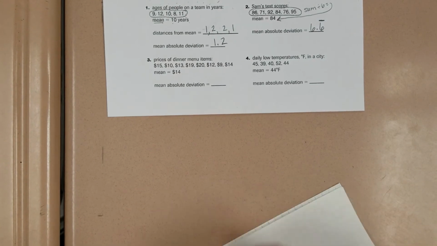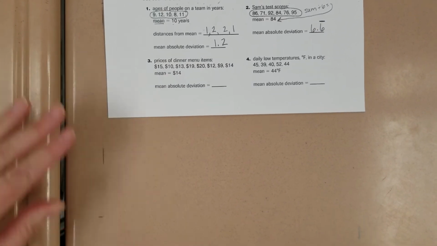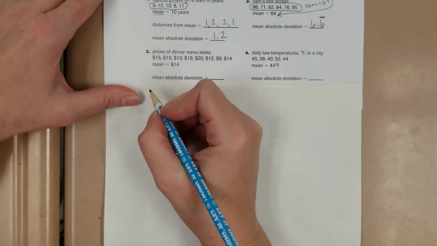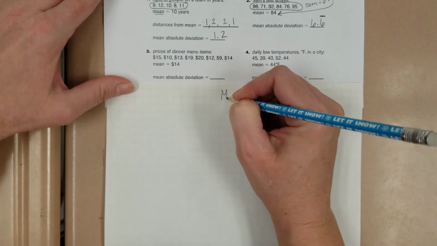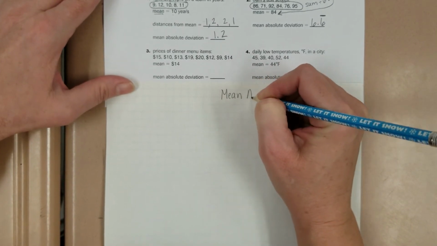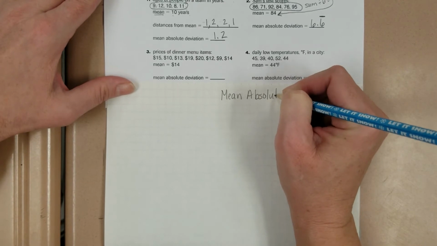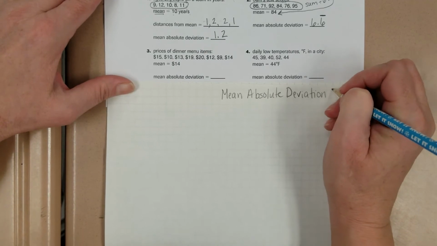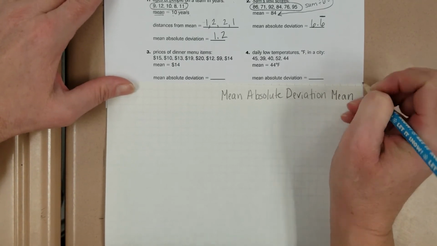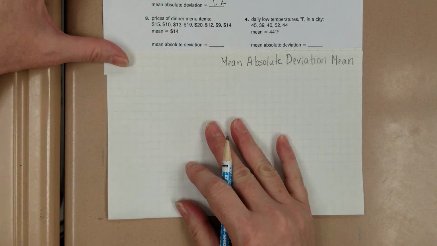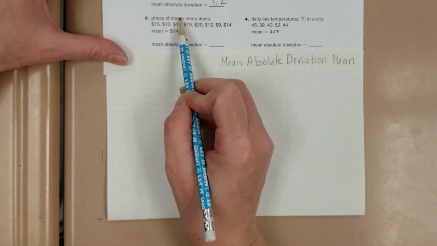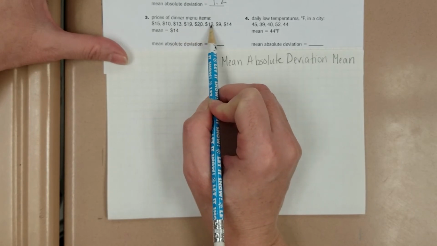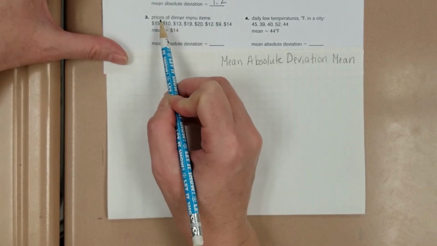Question number 3. Again, we're finding the mean absolute deviation, and then the mean again. All right. So, prices of dinner menu items: 15, 10, 13, 19, 20, 12, 9, and 14.